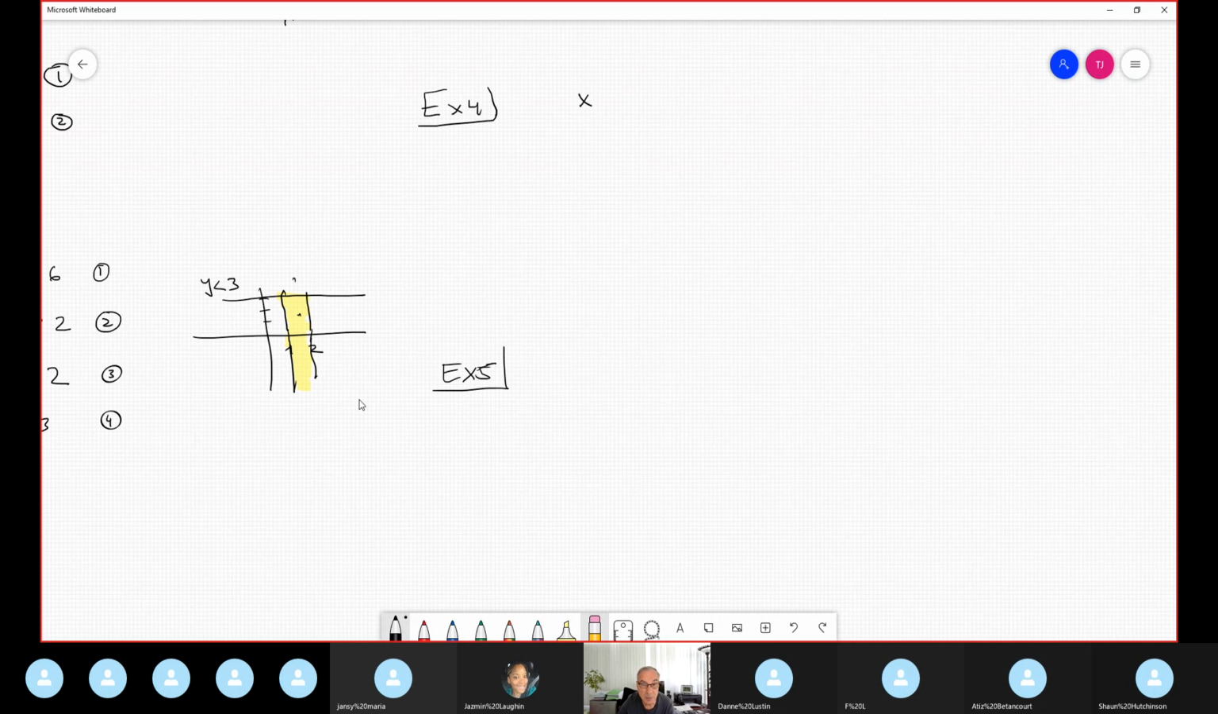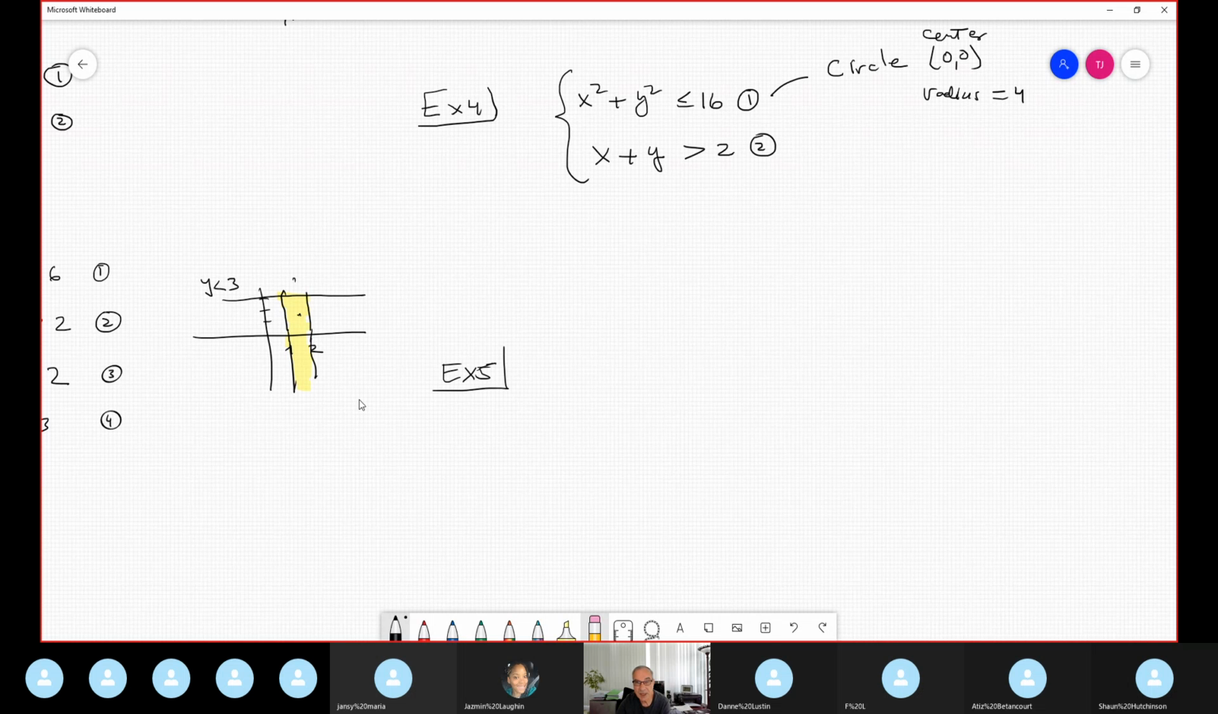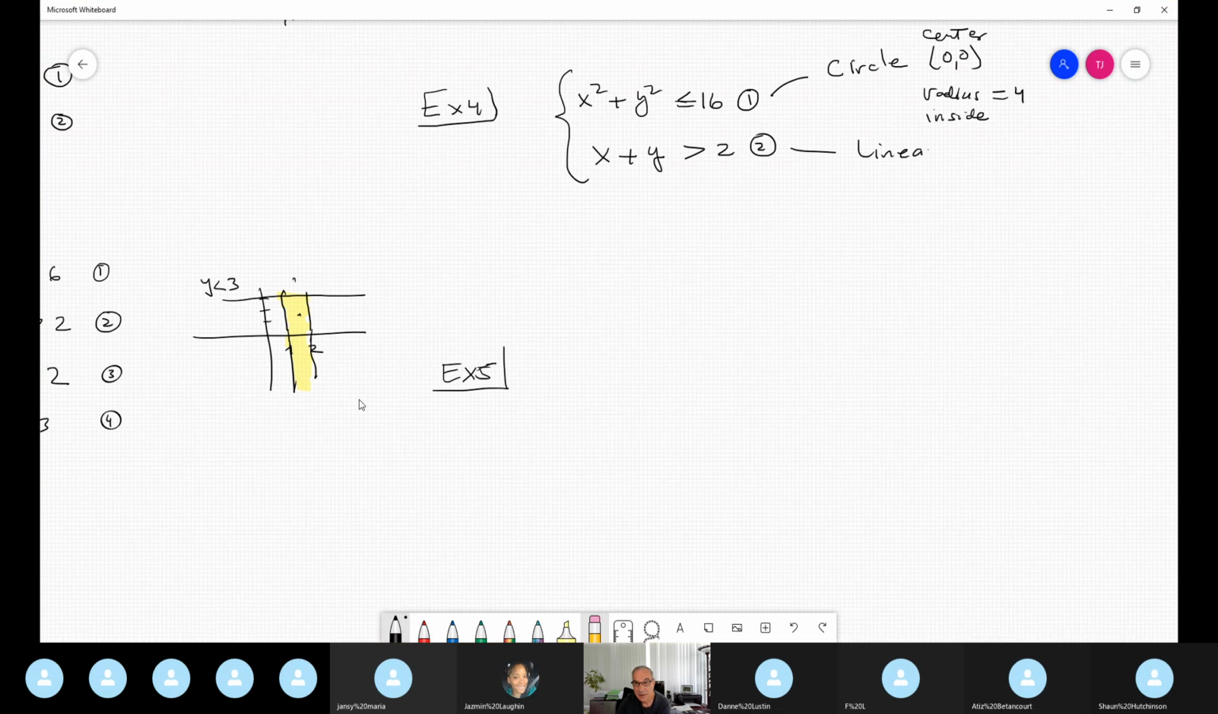Look, example 4 is x squared plus y squared less than or equal to 16. This is inequality number 1. And the second inequality is x plus y greater than 2. Okay, easy, it's only 2 inequalities. The first one is obvious, it's a circle. Circle, center at the point (0,0), and the radius is 4. It's the square root of 16. And I highlight inside the circle, because it's less than, no? And this is a line, this is linear. Okay, you apply the same procedure, you solve for y, but in decimals, you don't need to solve for y.